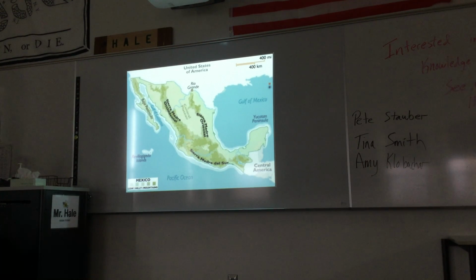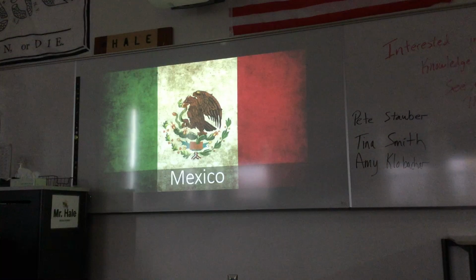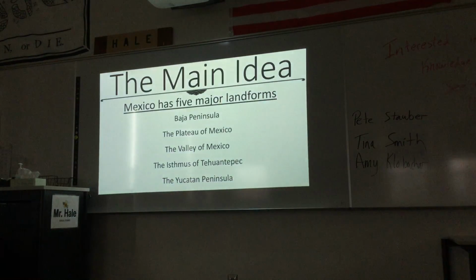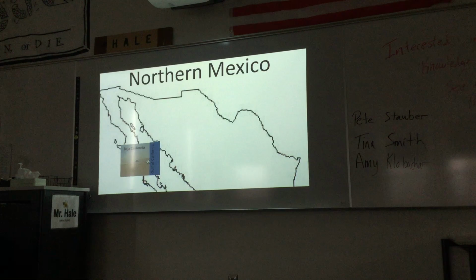But when we get into this, so Mexico, we're starting with Mexico, and we're going to look first at physical geography, kind of the landforms that you're going to find in Mexico. And so there's 5 that we're going to look at. So we have Baja Peninsula, Plateau of Mexico, Valley of Mexico, Isthmus of Tehuantepec, and then the Yucatan Peninsula. Those are going to be the 5. So we'll kind of click through them and kind of talk as we go.